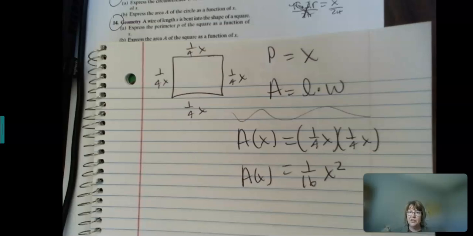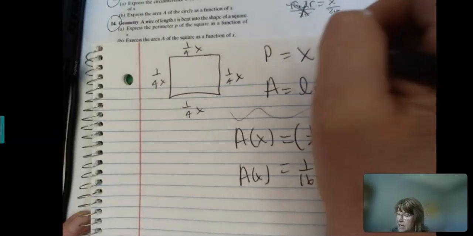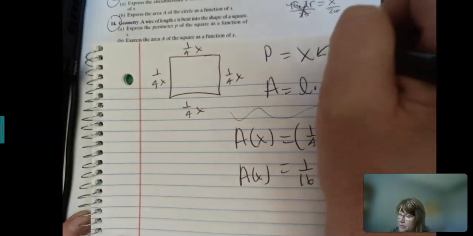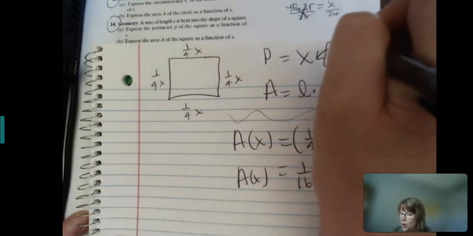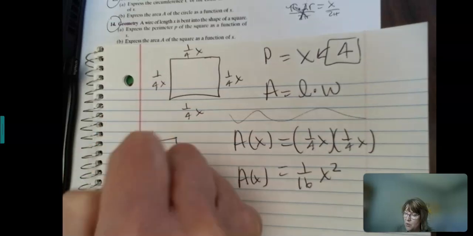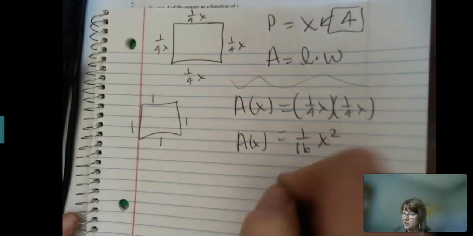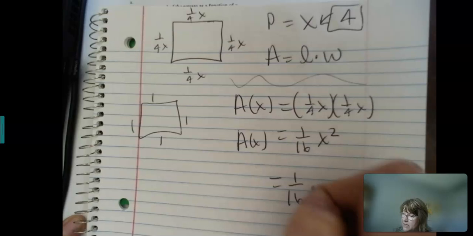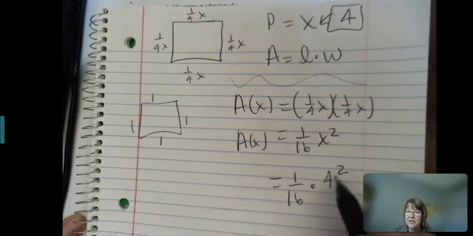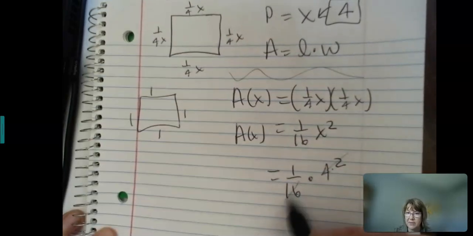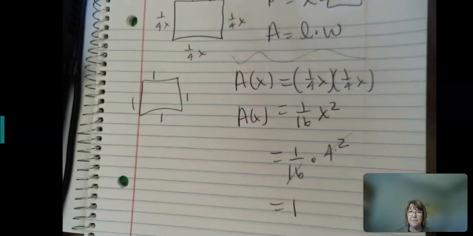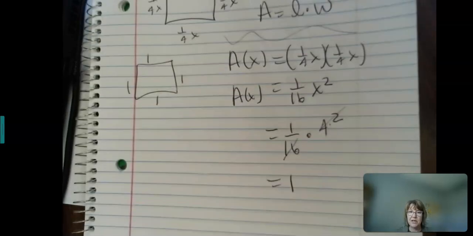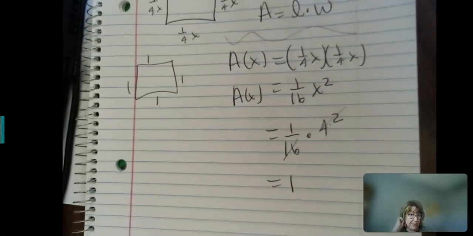Let's actually try that. What if the perimeter is, say, 4? If the perimeter is 4, we know the sides would be 1, 1, 1, 1 to have that happen. Let's sub it in: 1/16 times 4 squared. 4 squared is 16, and 16 divided by 16 is 1. See how it spits out the area. So by just knowing the perimeter, if the perimeter is 4, I know the area is 1. All I have to know is the perimeter.